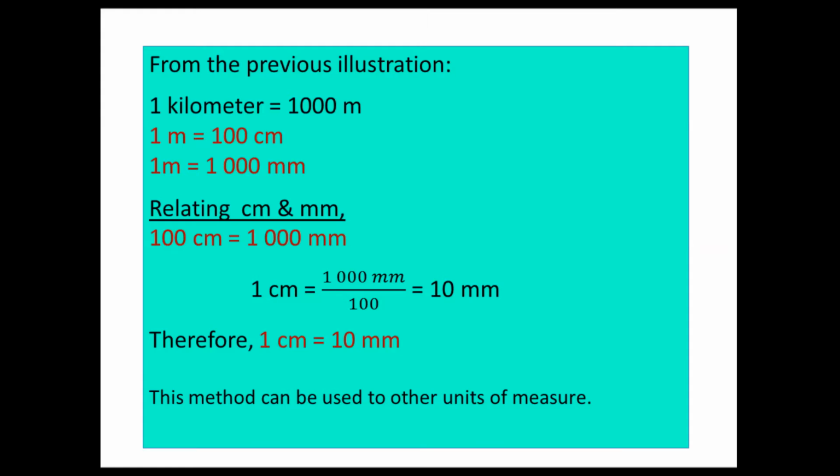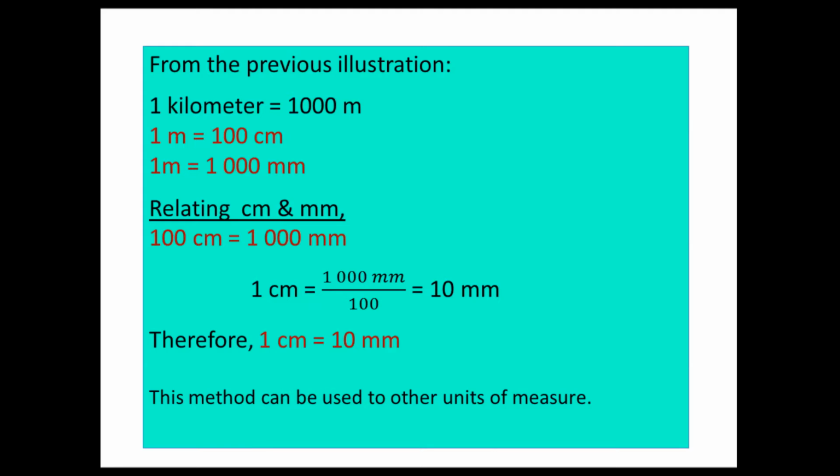So sa previous illustration, we showed that 1 meter is 100 centimeters, 1 meter is 1,000 millimeters. So from that we can relate centimeter and millimeter. Since both are related to 1 meter, so 100 centimeter equals 1,000 millimeters. So the conversion factor is 1 centimeter is equal to 1,000 millimeter divided by 100 centimeters. So that will be equal to 10 millimeters.